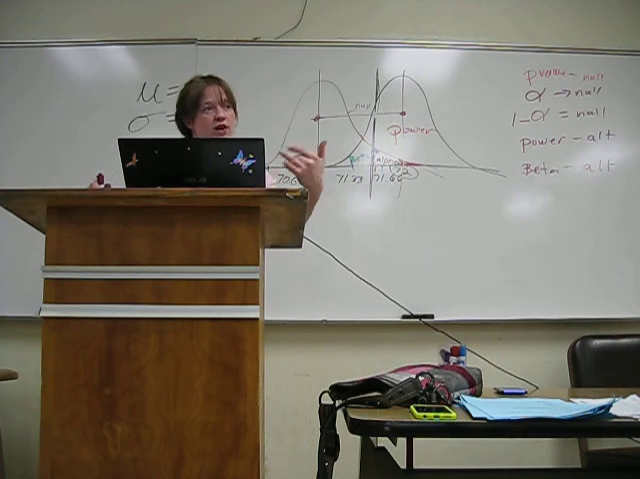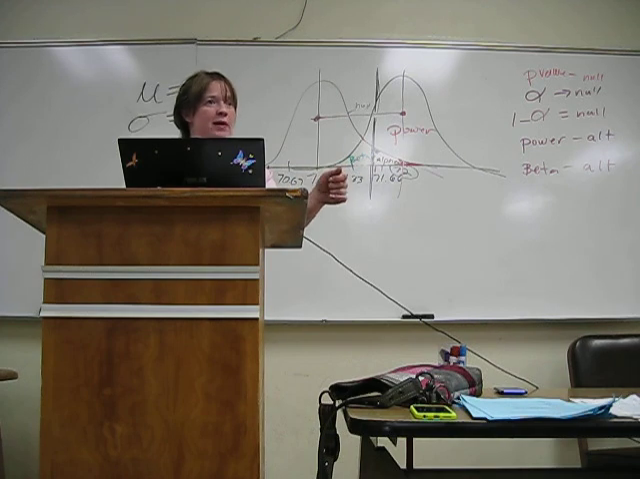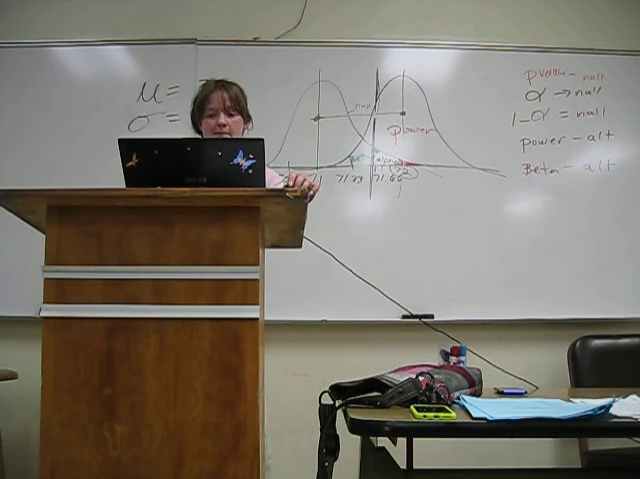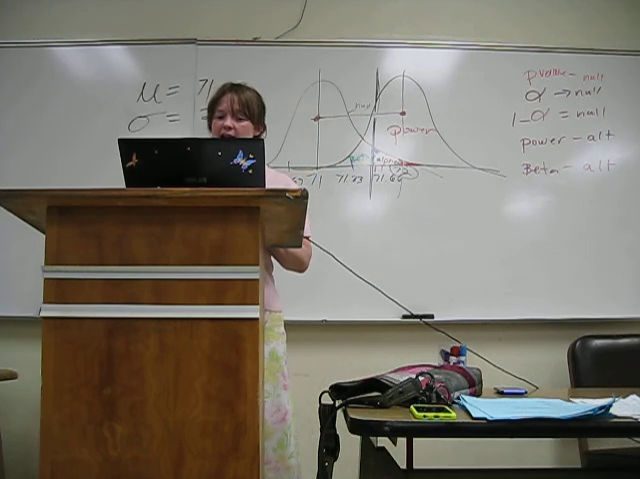And there was that list I gave you of things that increase power and decrease beta. Effect size and sample size are two of the big ones. Okay? All right. So that is the big broad strokes.